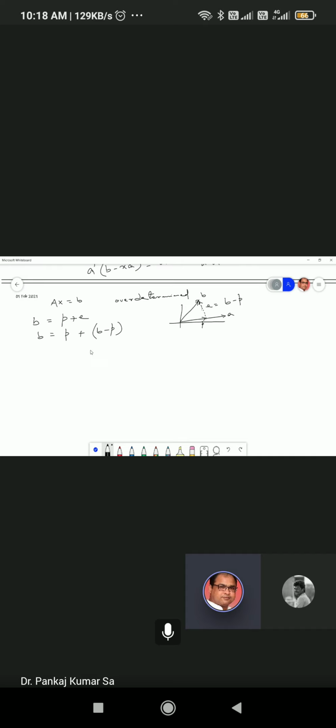Now, what exactly is this B minus P, this error term? This is 90 degrees, isn't it? Or so to say, this part is orthogonal to the column space of A. If I say it is orthogonal to the column space of A, this is also orthogonal to the row space of A transpose.